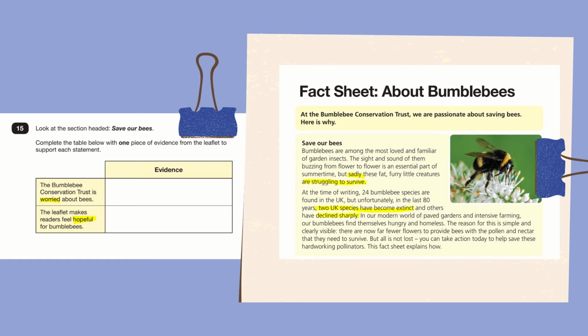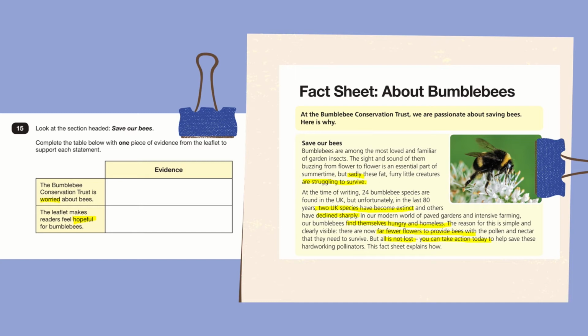That's important too. In our modern world of paved gardens and intensive farming, our bumblebees find themselves hungry and homeless. That's worrying, isn't it? The reason for this is simple and clearly visible. There are now far fewer flowers to provide bees with the pollen and nectar they need to survive. But all is not lost. That actually sounds quite hopeful. All is not lost. You can take action today to help save these hard-working pollinators. So you can take action. There's something you can do. This fact sheet explains how.